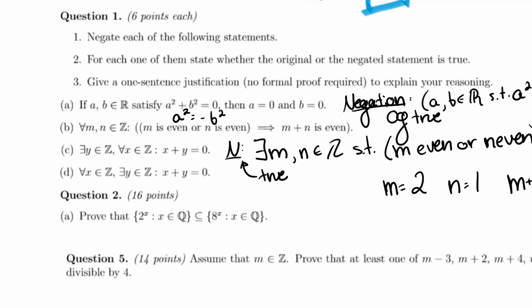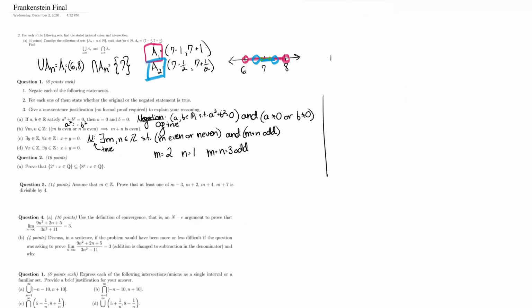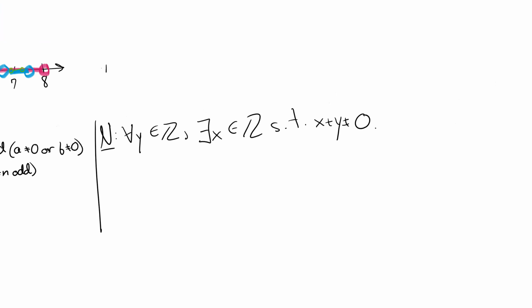I'm running out of space. Alright, so maybe I can start over here. Alright, so the negation of there exists a y and z for all that. Okay. Alright, so for all y and z, there exists an x and z such that x plus y is not equal to 0. Oh, sorry, this isn't the negation. Yeah, no, the negation is true.